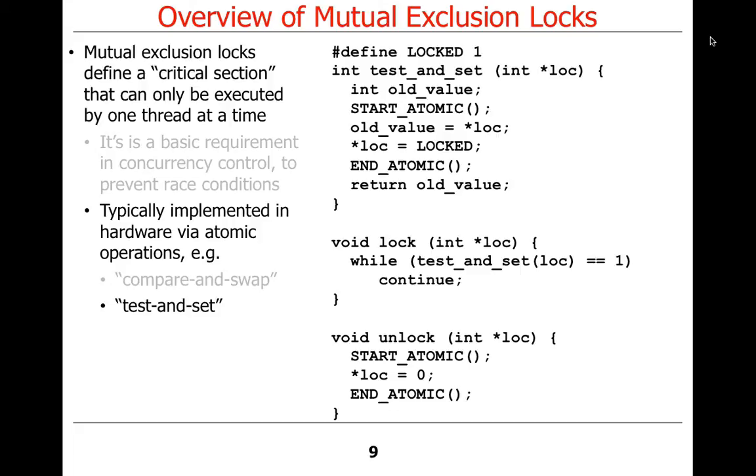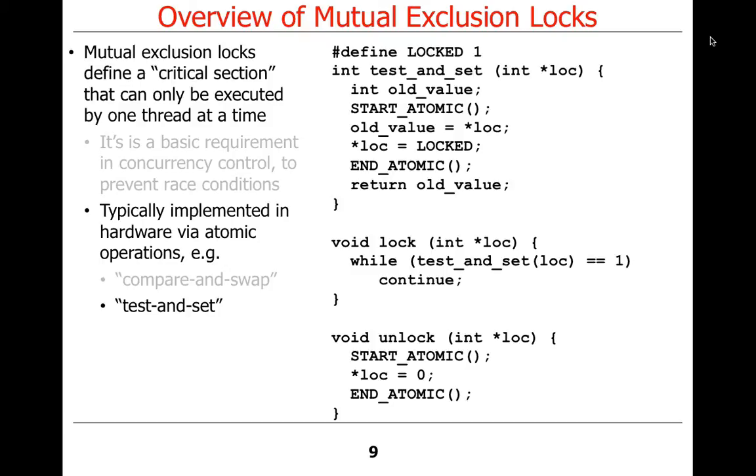Here's the other approach. This is called test and set, which is actually, in my mind, sort of like a lobotomized compare and swap. So what you do here is you call lock, and lock spins while test and set returns 1. You continue. Same basic idea. 0 means unlocked, 1 means locked. Here's test and set. You come in and you read the current value of the lock, and then you set the lock to locked, and you return the old value.